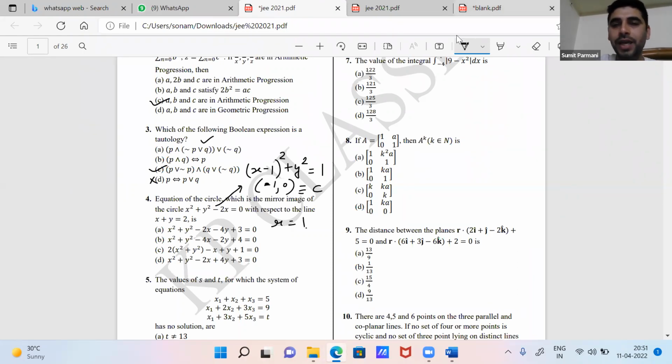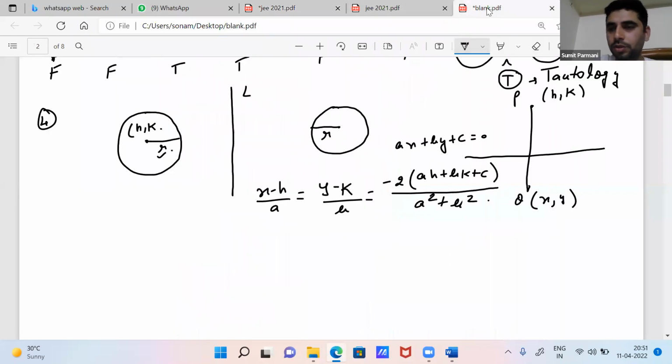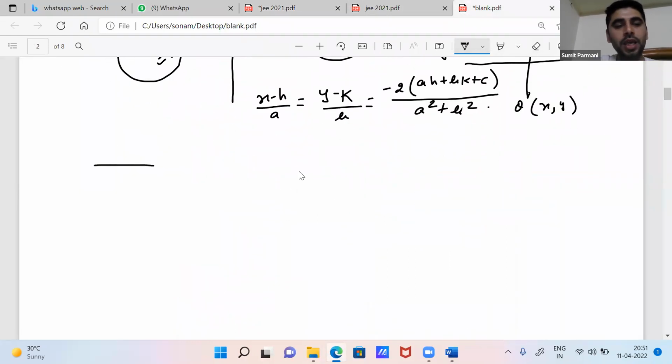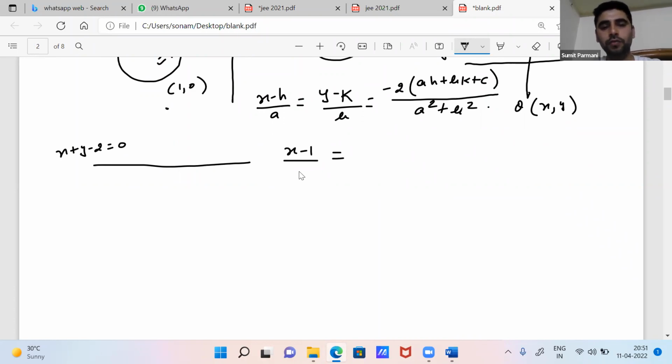Okay, and the line is x plus y is equal to 2. So finally, this point is (1, 0). Line is x plus y minus 2 is equal to 0. Now we have to find the mirror image. So we can write (x minus 1) divided by 1 is equal to (y minus 0) divided by 1 is equal to minus 2 times (1 plus 0 minus 2) divided by (a square plus b square), that is 2. Okay, so this is minus 1 and minus this is plus 2, so they cancel out, this will be 1.